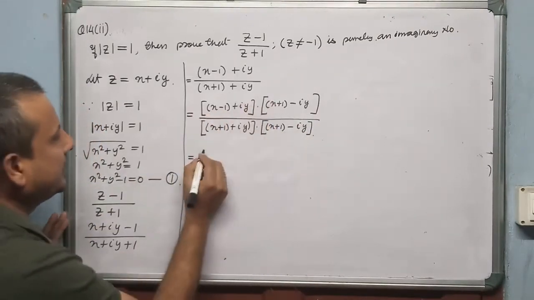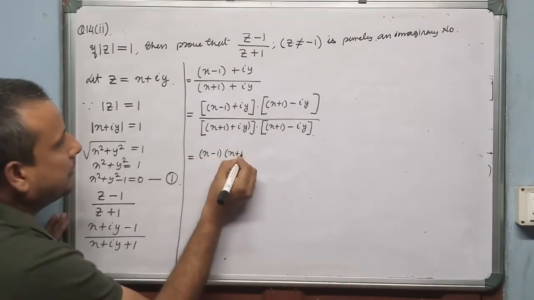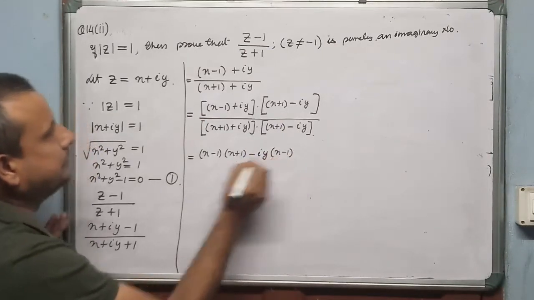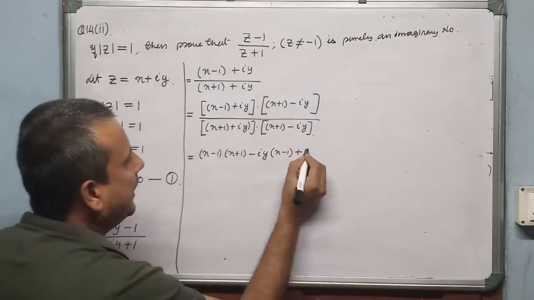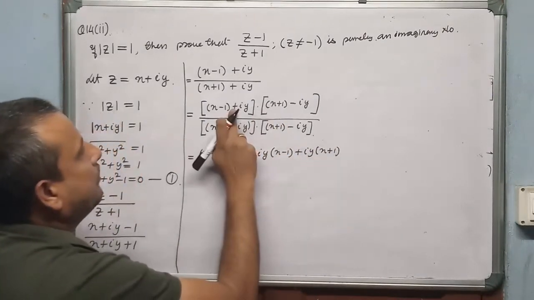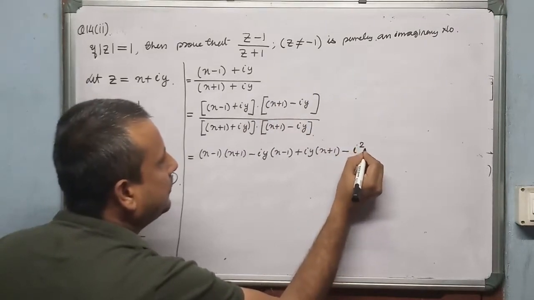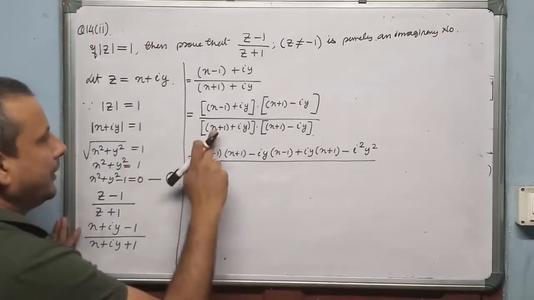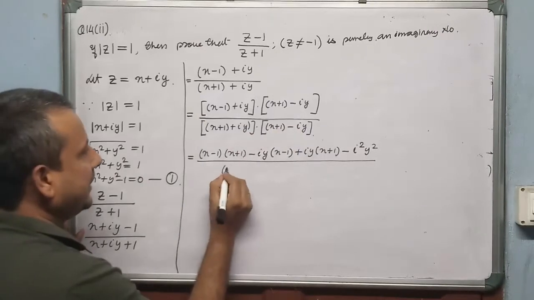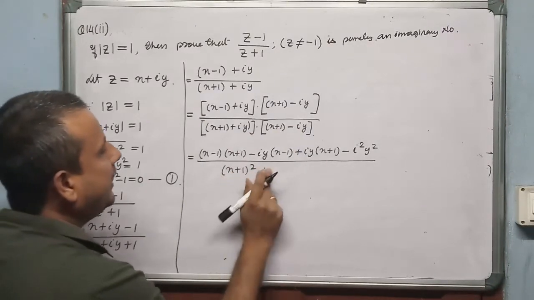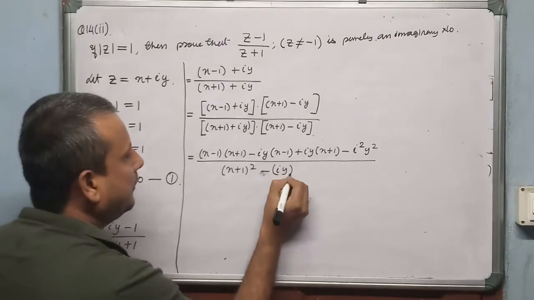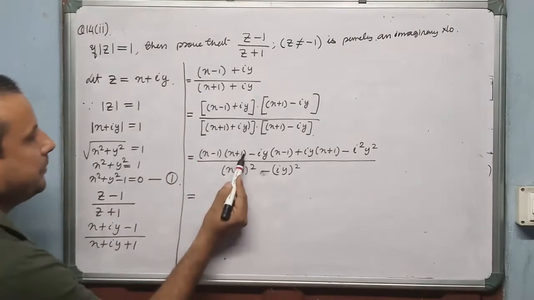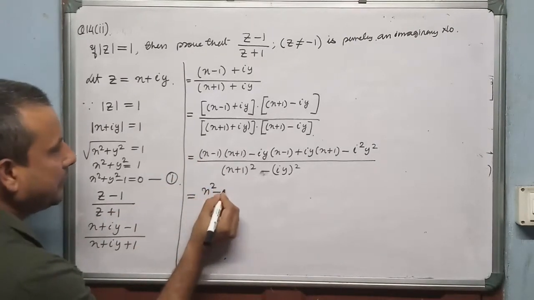I'll multiply these two quantities. It is (x minus 1) into (x plus 1) minus, if I multiply these two, then it will be i into y (x minus 1). Then I'll multiply these two, plus i into y (x plus 1), minus i into i square into y square, divided by, the denominator is in terms of the formula (a plus b) into (a minus b). It is (x plus 1) whole square. Now this one is also in terms of the formula, (a plus b) into (a minus b) means you can write x square minus 1 square is 1.